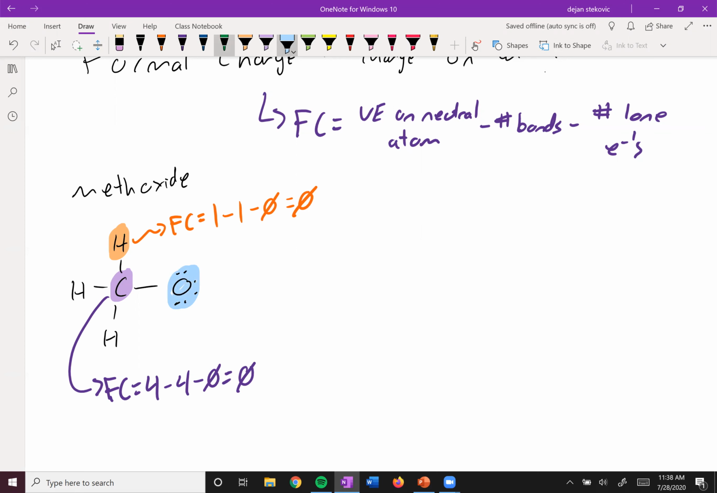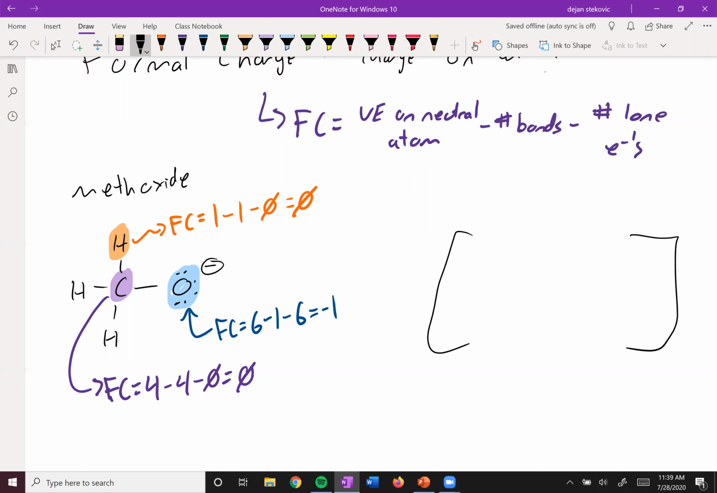And then finally, this oxygen here. Oxygen normally has 6 valence electrons. Here it's got 1 bond and then 6 lone electrons. Not lone pairs, but lone electrons. So 6 minus 1 minus 6 is -1. So it has a formal charge of -1, and so we need to indicate that. We indicate that by putting a negative sign on it and oftentimes circling it as well. The circling is not required, but we do have to put a negative charge on it.